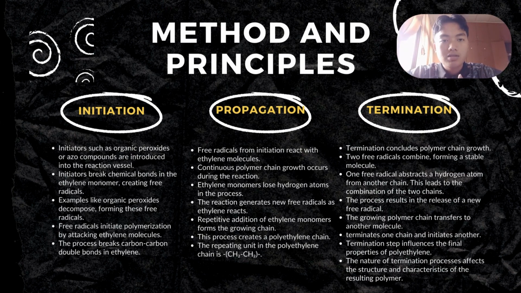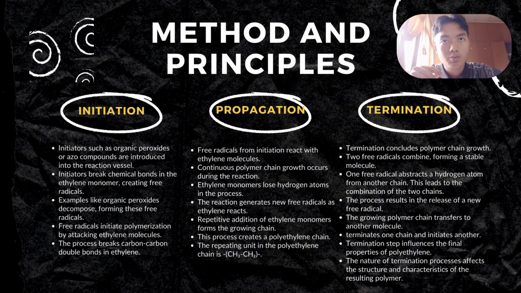Next is the method and principle of bulk polymerization. First is initiation. Organic peroxide or other compounds are introduced into the reaction vessel. Initiation breaks a chemical bond in the ethylene monomer, creating a free radical. For example, organic peroxide decomposes, forming this free radical. The free radical initiates polymerization by attacking an ethylene molecule. The process breaks the carbon-carbon double bond in the ethylene.